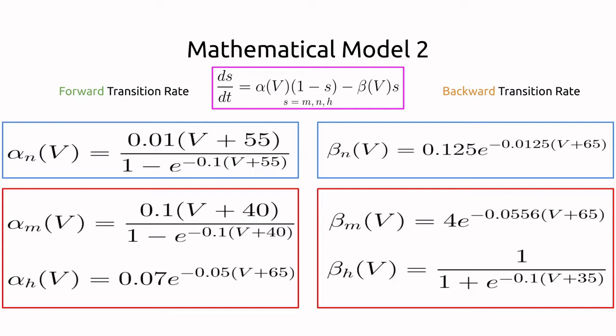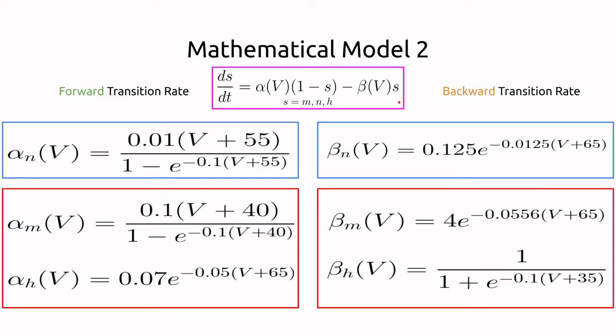So we have these gate state variables, and in this top equation here, S can take on the value of M, N, or H. This describes how the activity of this gate variable changes as a function of voltage. Voltage is communicated through these two terms, alpha and beta, where alpha specifies the forward transition rate and beta specifies the backward transition rate. Alpha describes the propensity of the gate state variable to become more active, and beta describes the propensity of the gate state variable to become less active, that is to say, closer to 0.